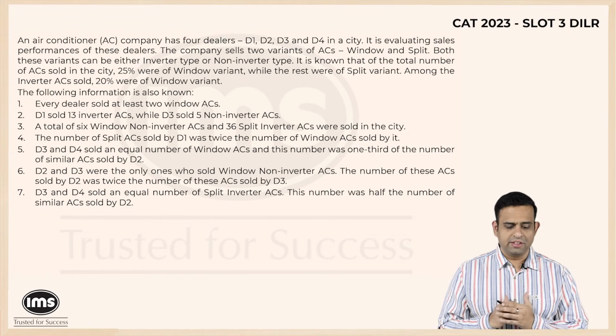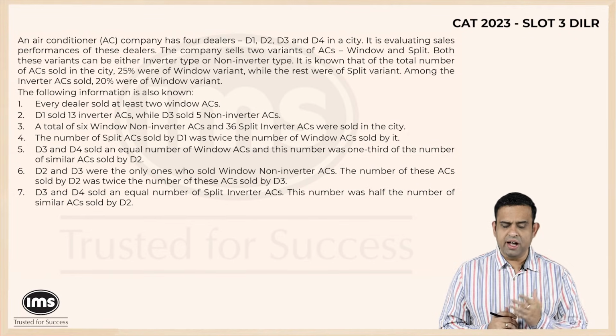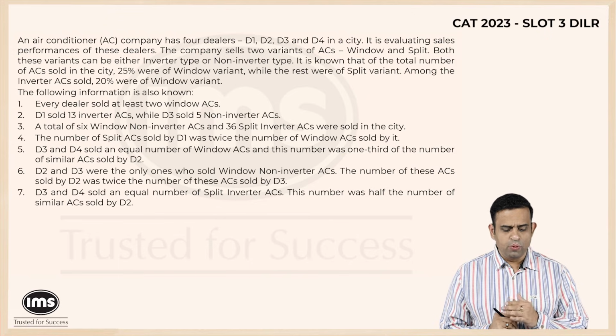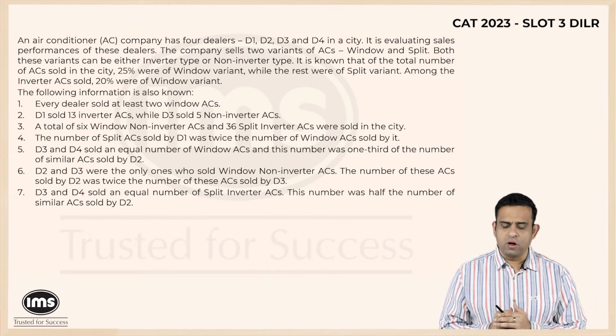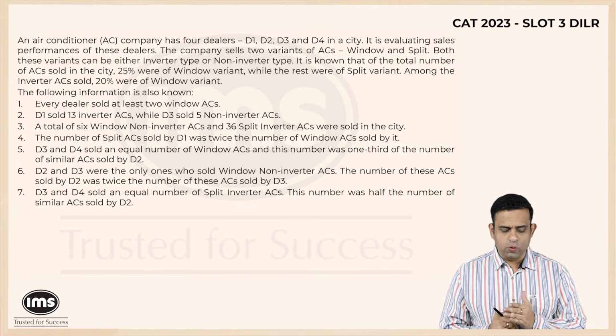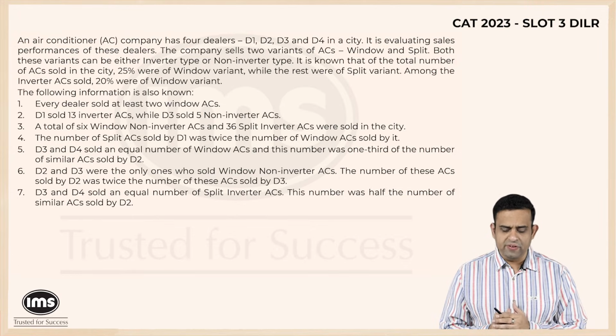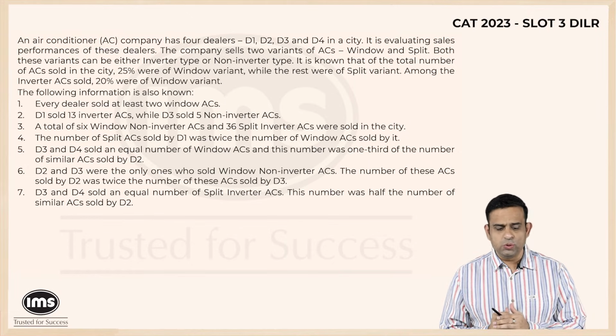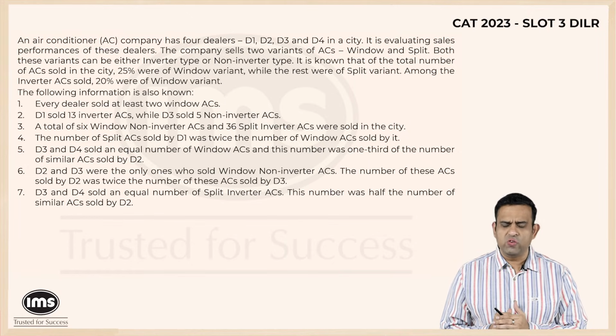In this particular set, it is given that an air conditioner (AC) company has 4 dealers, namely D1, D2, D3, D4 in a city. It is evaluating the sales performance of these dealers. The company sells 2 variants of AC, namely window and split. Both variants can either be inverter type or non-inverter type. It is known that of the total number of ACs sold in the city, 25% were window variant, which would mean the remaining are split variant. Among the inverter ACs sold, 20% are window variant. And then they gave you a further set of information.